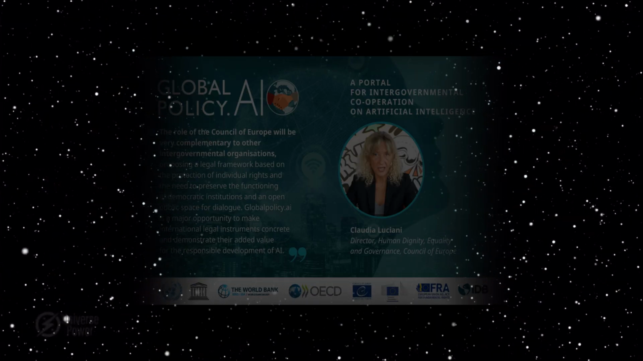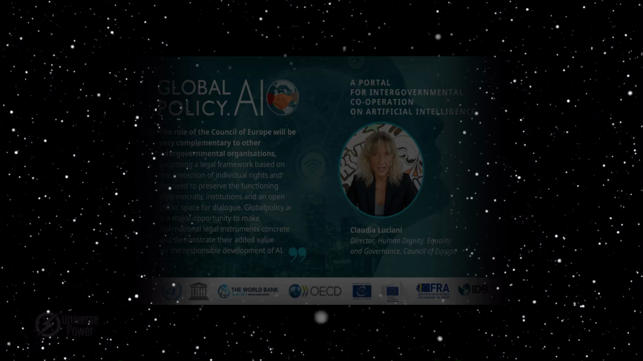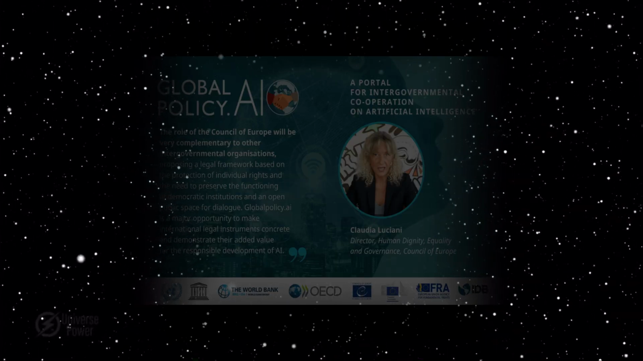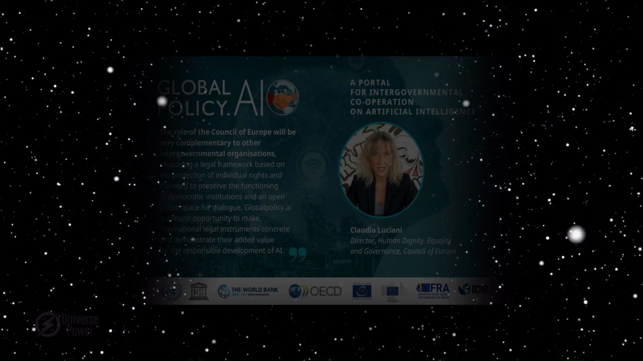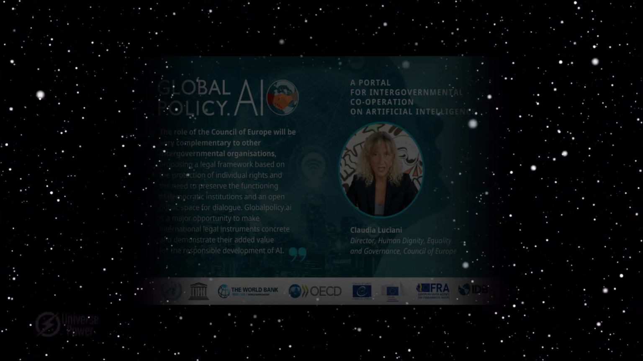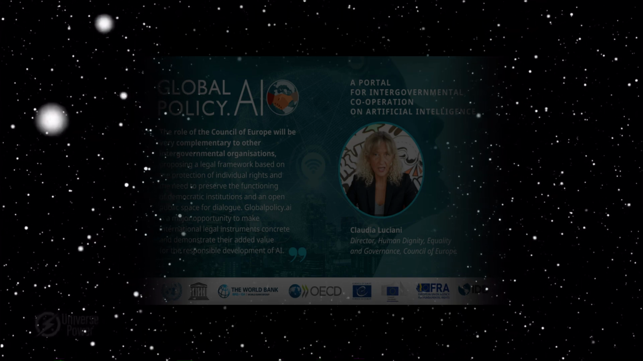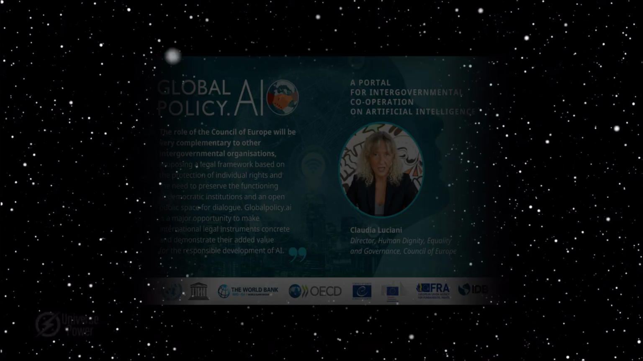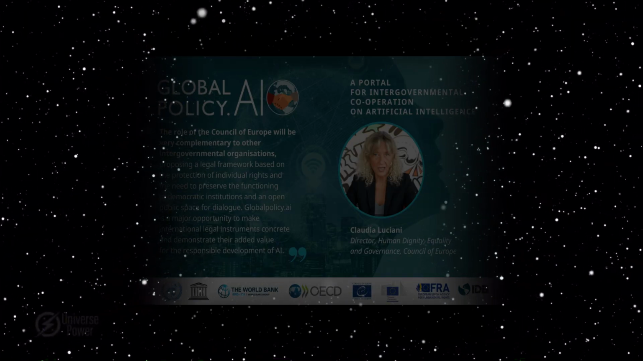As AI shaped economies, communication, and even security, governments had to respond. Nations debated regulations on data privacy, surveillance, and autonomous systems. The European Union introduced strict rules on how AI could be developed and used, emphasizing ethics and transparency.